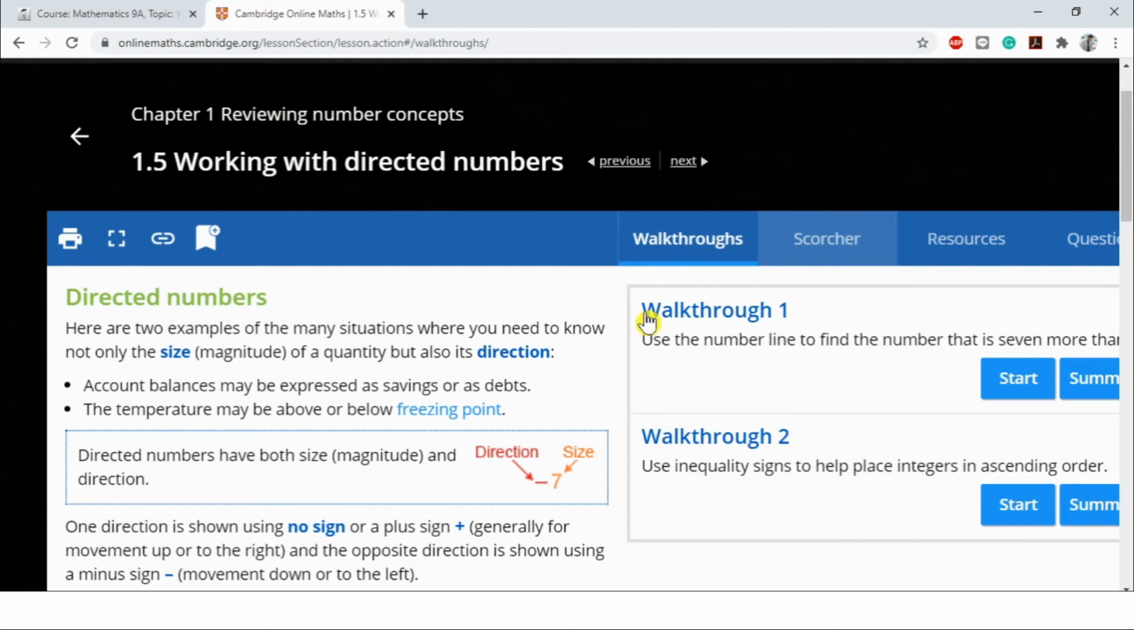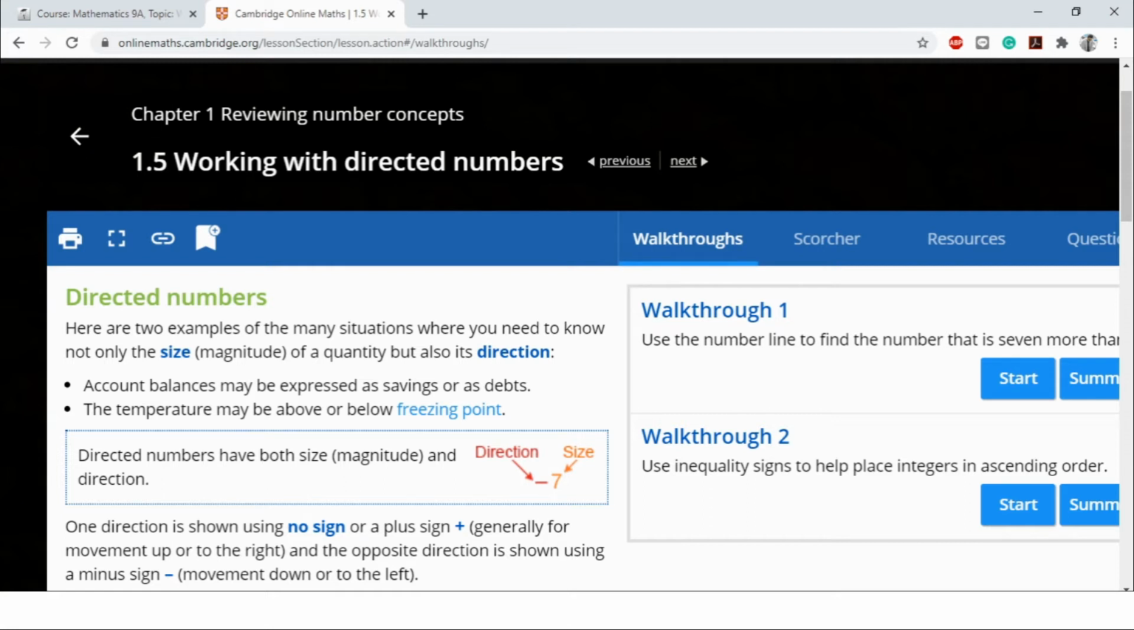Right now in this section, I would like to explain working with directed numbers, or we just shorten it as directed numbers. So what are directed numbers? A directed number is a number for which we consider the size or magnitude and also its direction. Numbers that have size and direction, we call directed numbers.